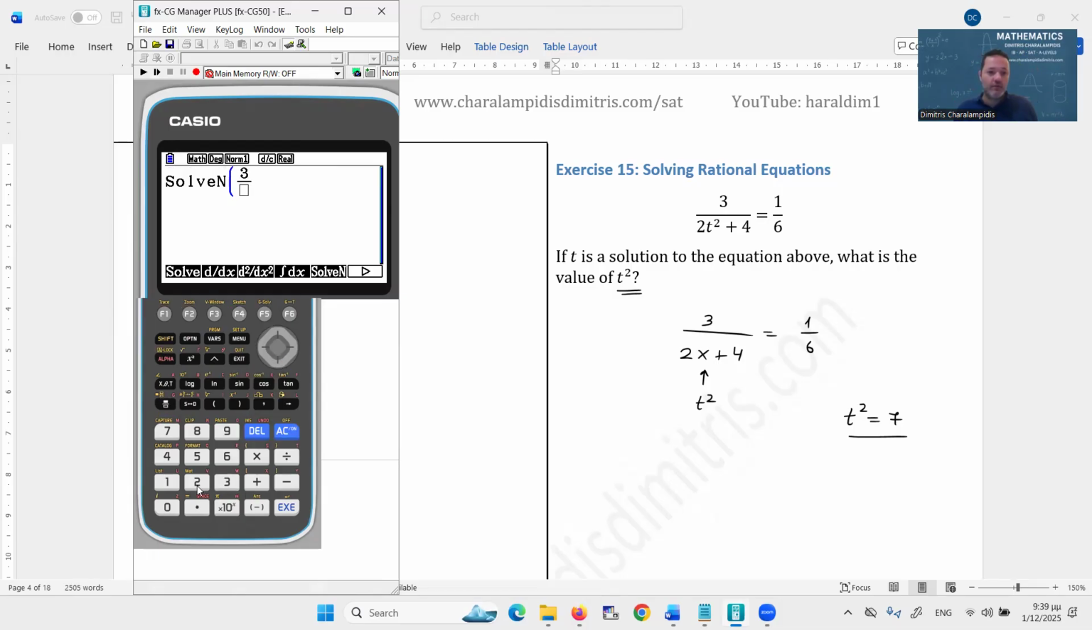Now, option CALC, SOLVE, 3 over 2x squared plus 4 equals, with shift and dot, 1 over 6. Execute, exit: negative square root of 7 and square root of 7. Remember that these are the x's or the t's. T squared would have been the square of these numbers, which is obviously equal to 7. That's all. Remember that you can use Desmos, but specifically for equations, if you have a scientific calculator, it would have been even better.